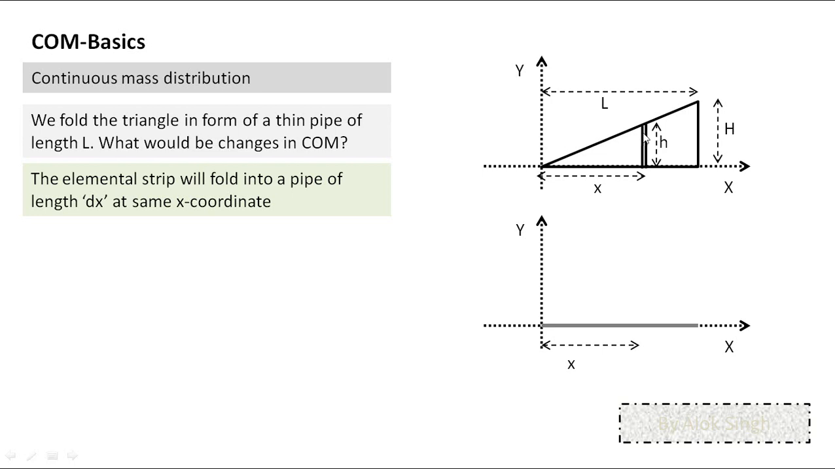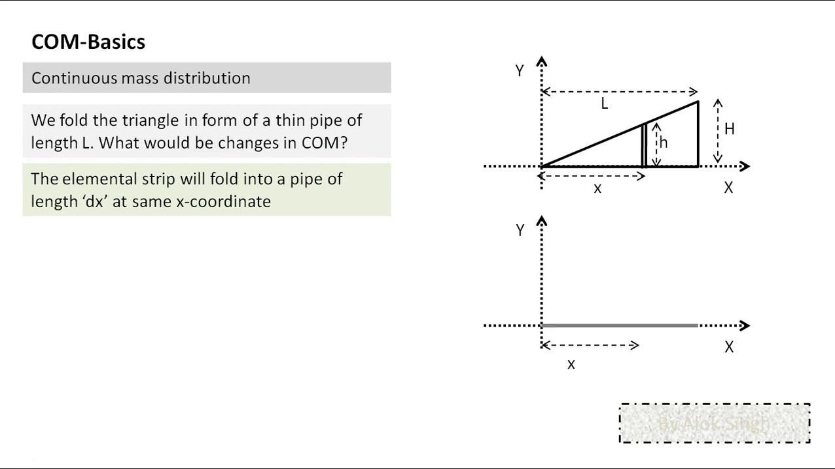Since the x coordinate of all masses has not changed, the xcm also will not change. If you roll this triangle in form of a narrow pipe of length L, the x coordinate of the center of mass will not change, whereas the y coordinate has changed. Ycm will change, xcm will not change.